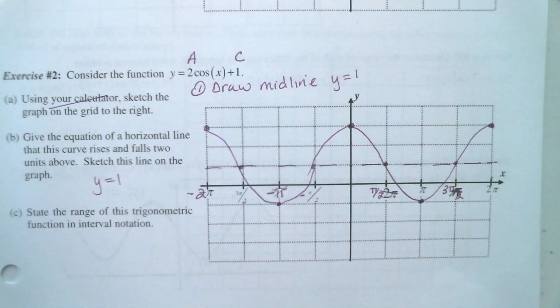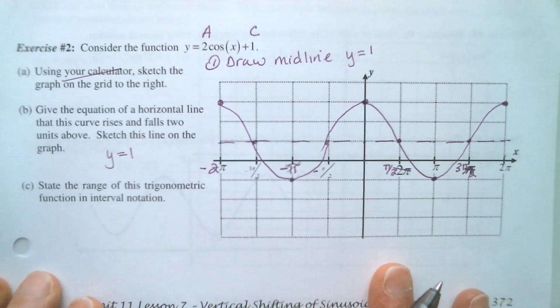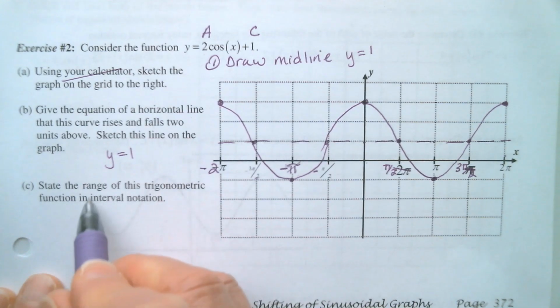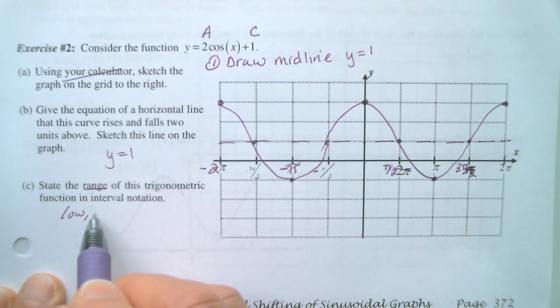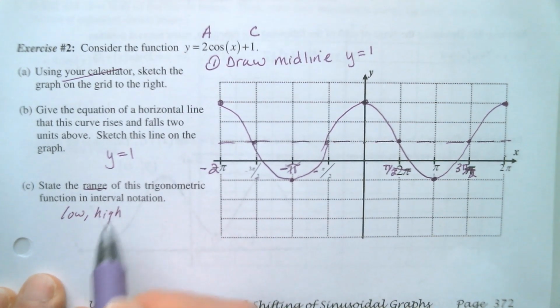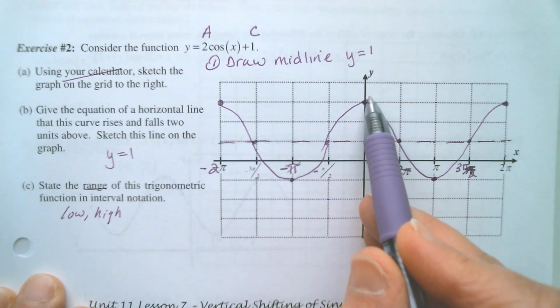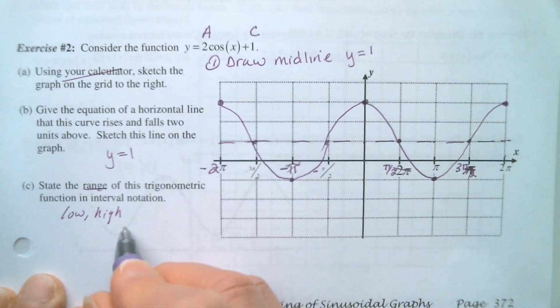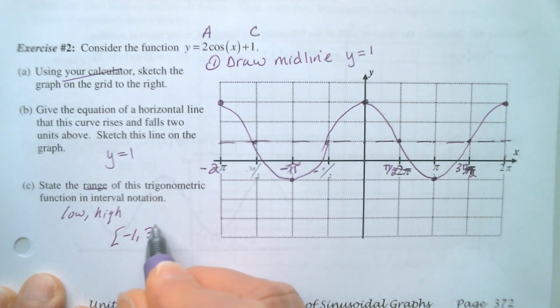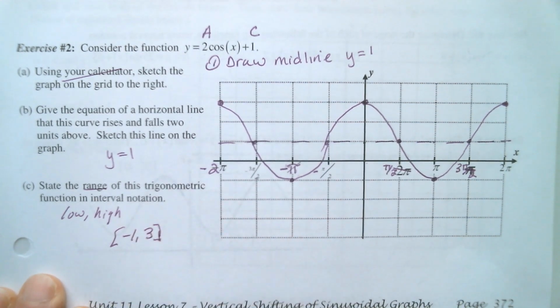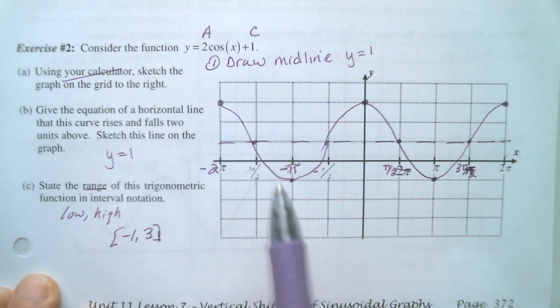State the range of this trigonometric function in interval notation. Well, remember, range is lowest to highest, low to high. And the lowest point is negative 1, and the highest point is 3. We don't need the graph to get that, right?